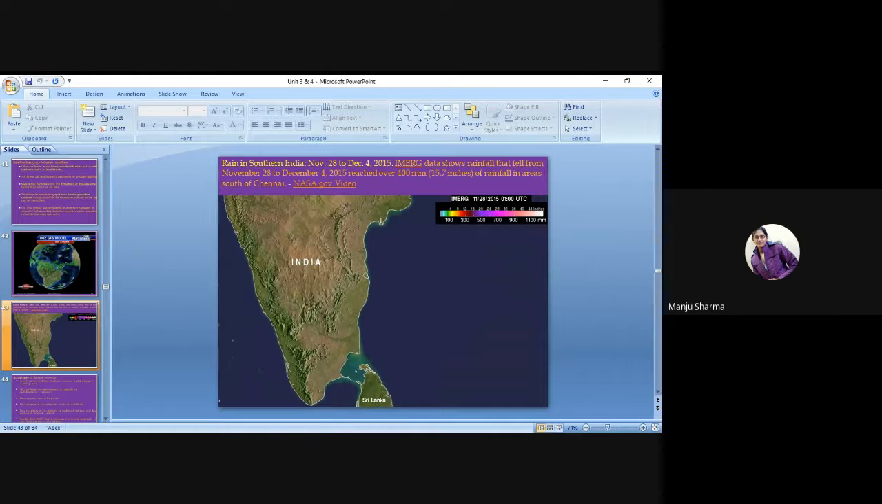So there is a map showing rain in southern India from November 28 to December 4 in 2015. The data shows rainfall that fell from November 28 to December 4. It reached over 400 mm, or 15.7 inches, of rainfall in areas south of Chennai.